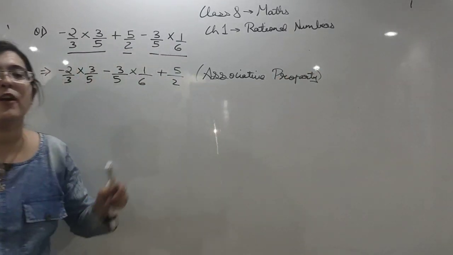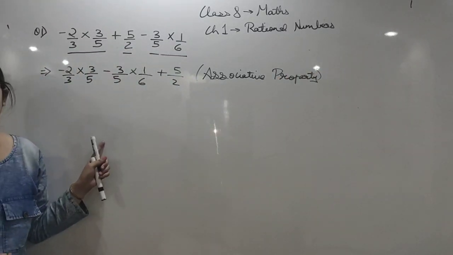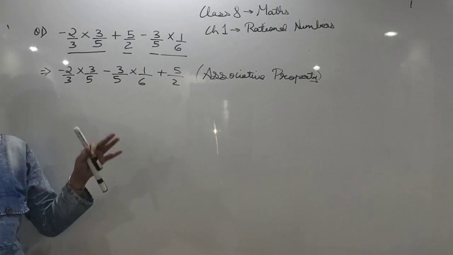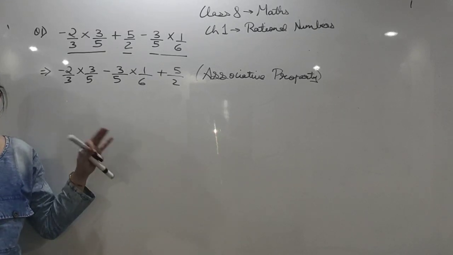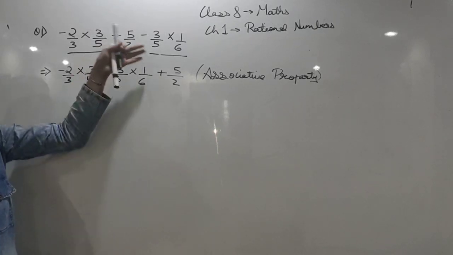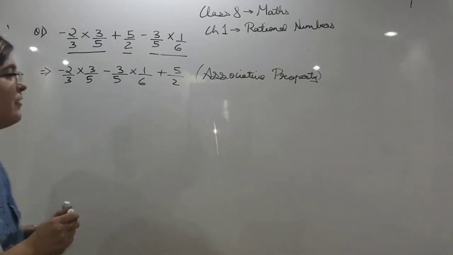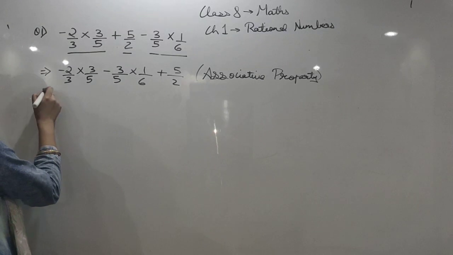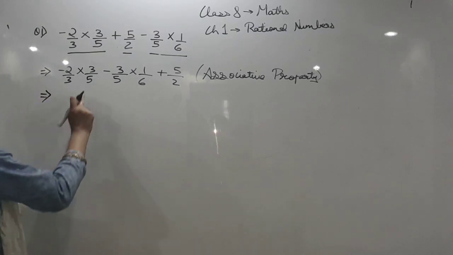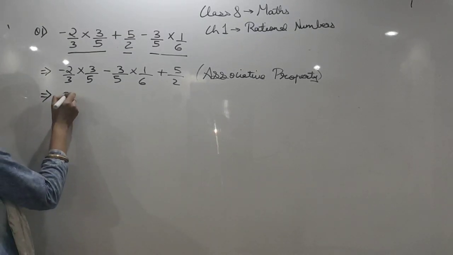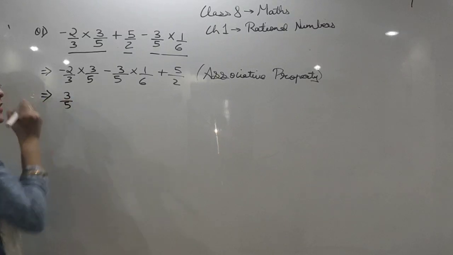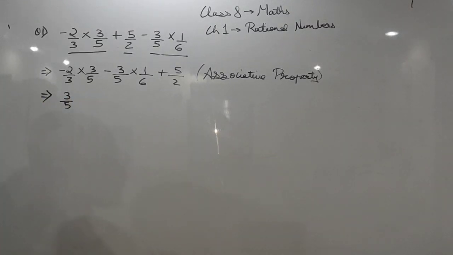Students, see the way of writing which I am writing. Your way of representation should also be good to secure full marks. So you have to write as it is, step by step. Now let's see the next step. Our next step would be to take out what is common in both, 3 by 5. We will keep 3 by 5 on one side.